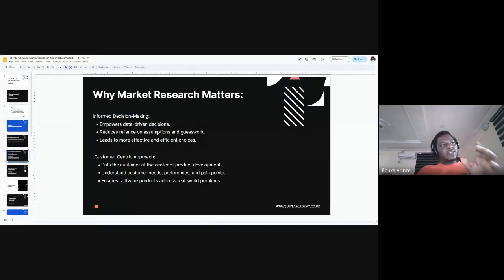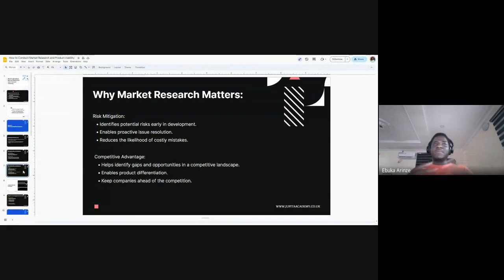So moving to the next thing, two other things that make market research matter. Risk mitigation. Building a product is very hard, whether anybody likes it or not. It's a very hard process. It takes time, it takes money, it takes effort, it takes a lot of things, and you have to ensure that you are mitigating risks against investing this effort in the wrong thing. So market research helps you mitigate that risk.